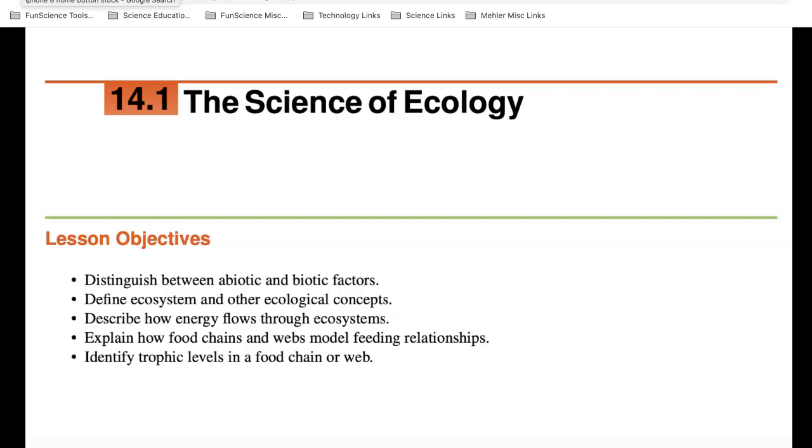So welcome to 14.1, the Science of Ecology. There are some terms here that we're going to be looking at. We're going to be looking at the difference between abiotic and biotic factors. We're going to be defining an ecosystem and other ecological concepts. Very important in the science of ecology is how energy flows through ecosystems. So we'll be looking at food chains, food webs, and trophic levels.